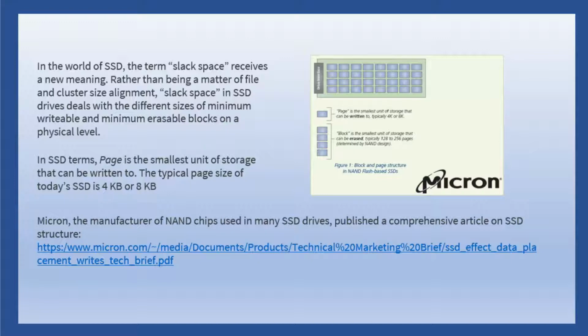Rather than being a matter of files and cluster size alignment, slack space in solid-state drives deals with the different sizes of minimal writable and minimal erasable blocks on a physical level. In SSD terms, a page is the smallest unit of storage that can be written to. The typical page size of today's solid-state drives is between 4 kilobytes and 8 kilobytes. Micron, the manufacturer of NAND chips used in many SSD drives, published a comprehensive article on the SSD structure. You can view this article by visiting the website listed on this slide.